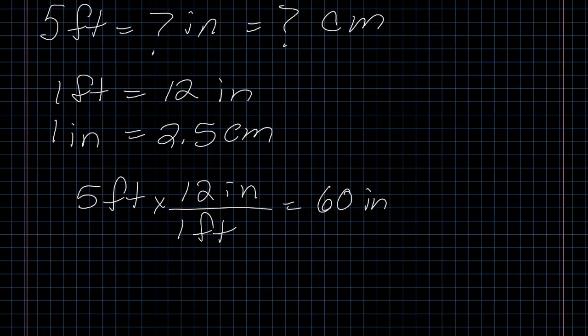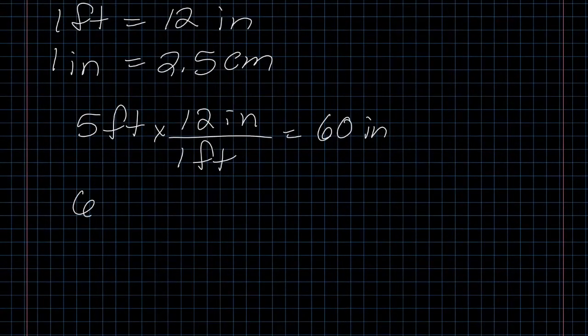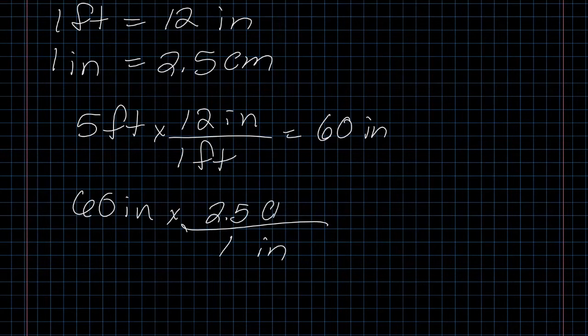Inches to centimeters, we're going to repeat that process. We've got 60 inches over here. We want to multiply by something that equals 1 and gets rid of inches. So we put inches down here, and 1 inch is 2.5 centimeters. You just multiply 60 times 2.5.